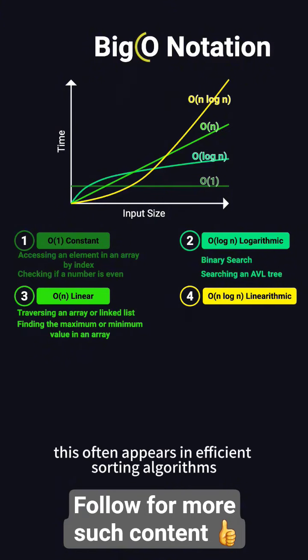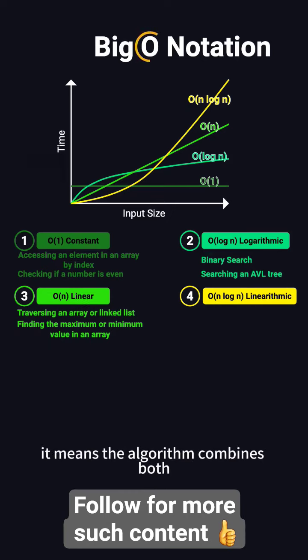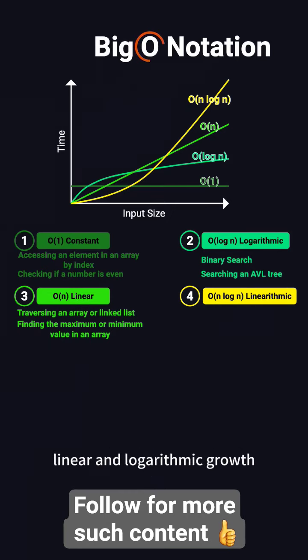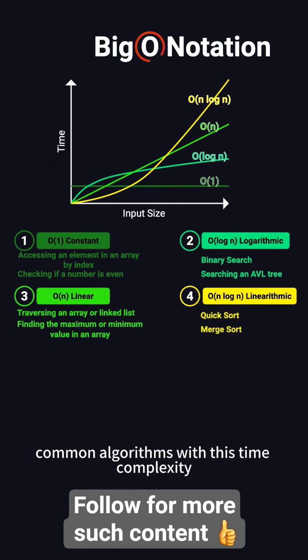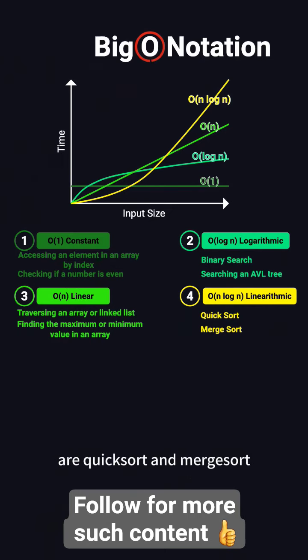The fourth one is O(n log n), also known as linear logarithmic time complexity. This often appears in efficient sorting algorithms. It means the algorithm combines both linear and logarithmic growth. Common algorithms with this time complexity are quicksort and merge sort.